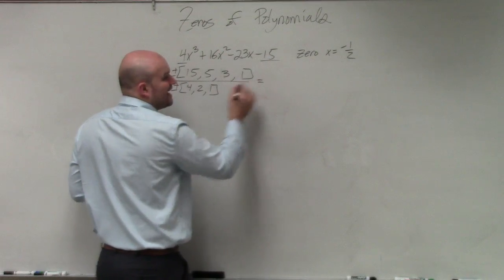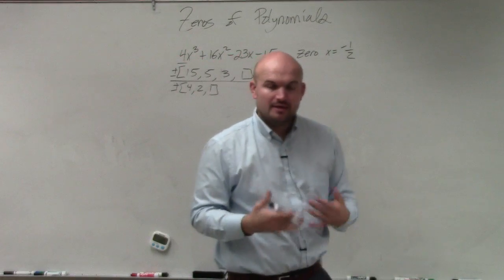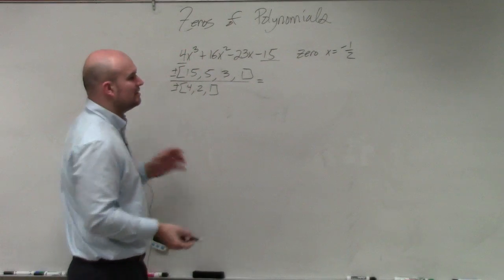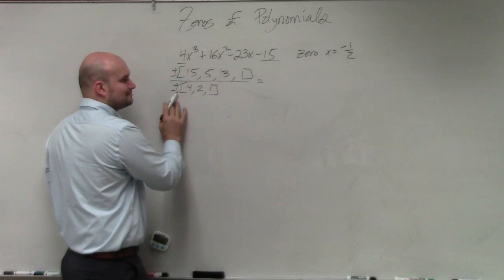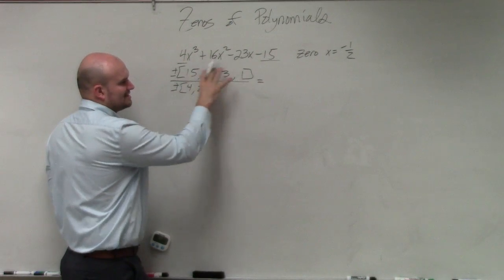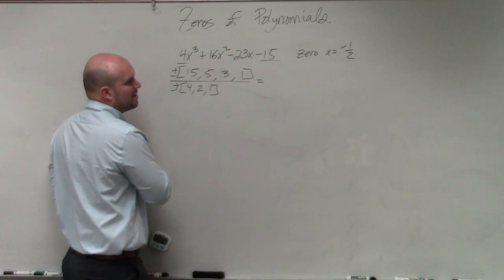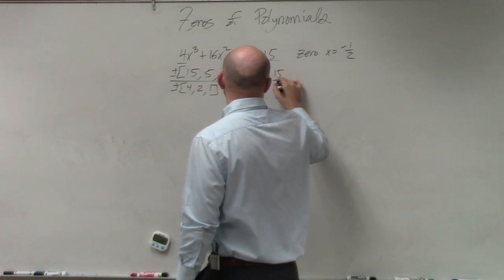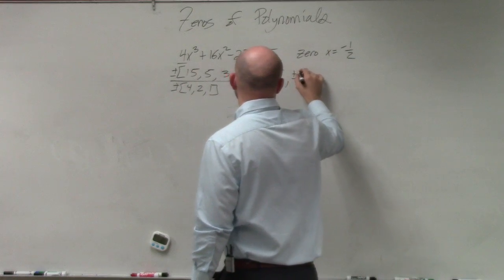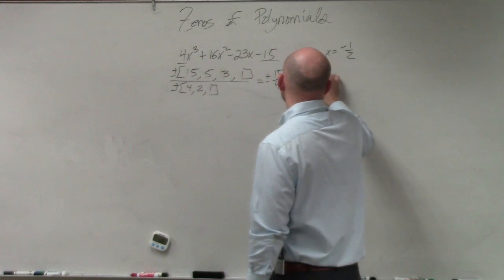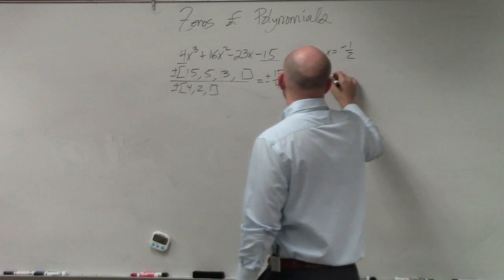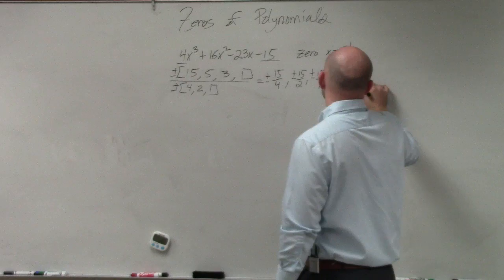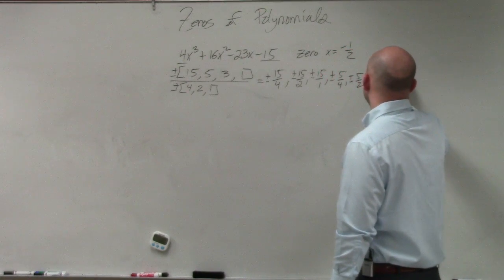Now I can write out every single combination. Okay? Now for this video, I'll write out every single combination. But just moving forward, I'm okay with you guys just writing them out and only breaking them apart as you need. So my final combination is going to be plus or minus 15 over 4, plus or minus 15 over 2, plus or minus 15 over 1, plus or minus 5 over 4, plus or minus 5 over 2, plus or minus 5 over 1.